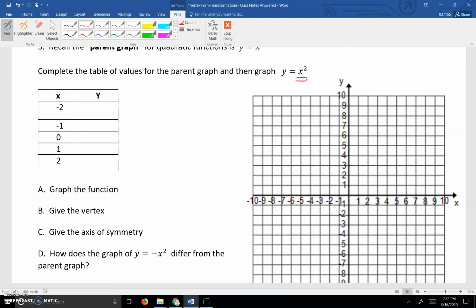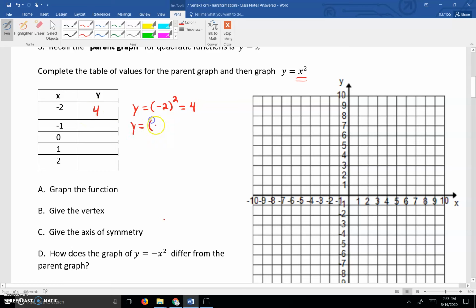So, if I want to fill in the table and graph this parent function, I'm going to fill in these x values: negative 2, negative 1, 0, 1, and 2. When I plug in, I always put what I substitute inside parentheses. So when I have y equals negative 2 squared, that is negative 2 times negative 2. Negative and negative are going to cancel, so positive 4. So there's my first point.